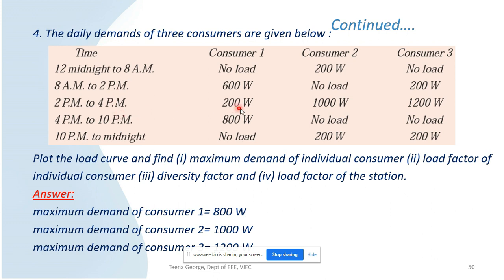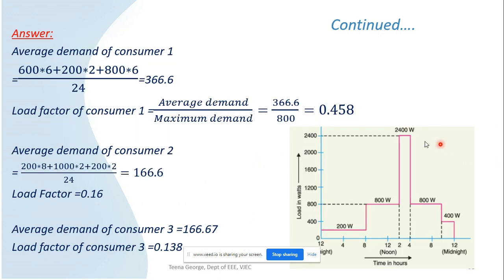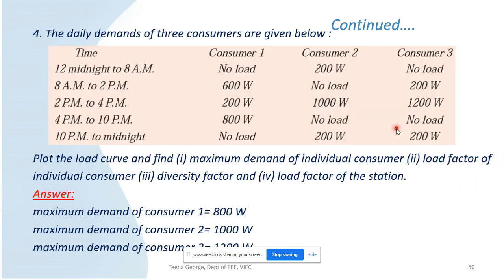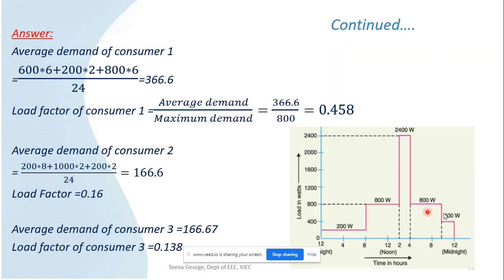From 2 p.m. to 4 p.m., 1000 plus 1200 plus 200 is 2400 watts. From 4 to 10 p.m. it is 800 watts. From 10 p.m. to 12, 200 plus 200 is 400 watts. So we can plot the load curve.